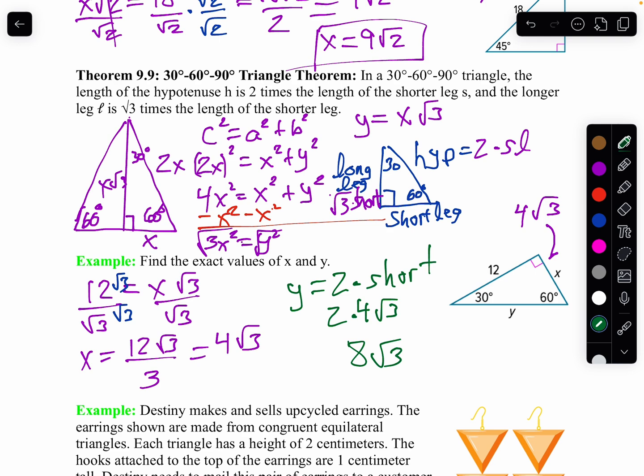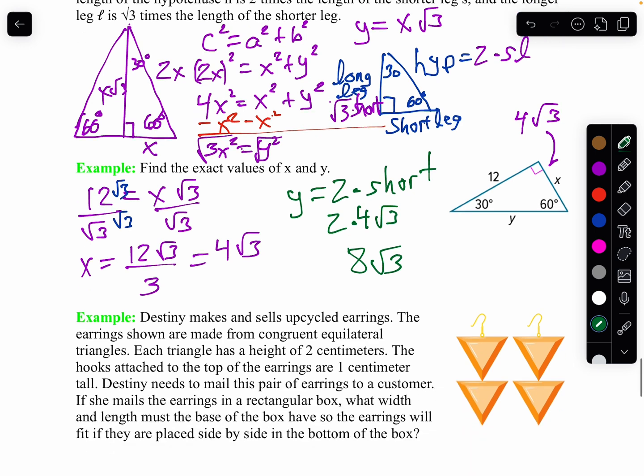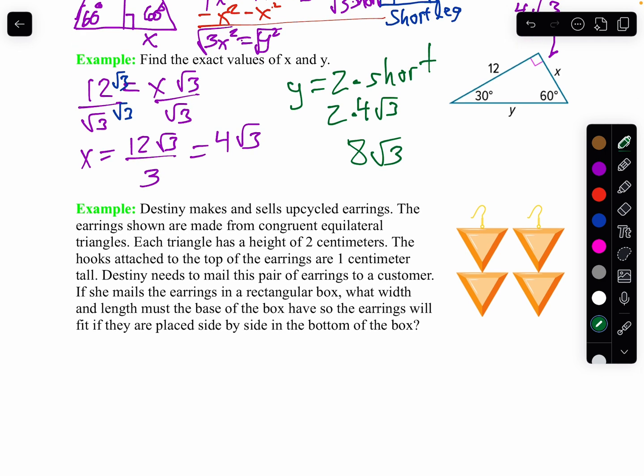Now, do I always have to do this rationalization stuff? Well, if it's a math question, yes. But if it's a design question, then no. Let's take a look at our design question here.